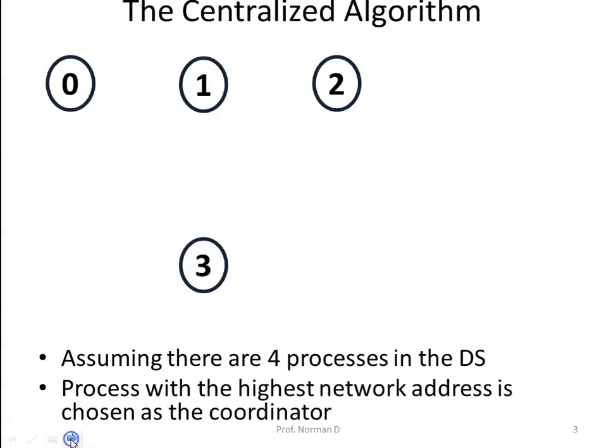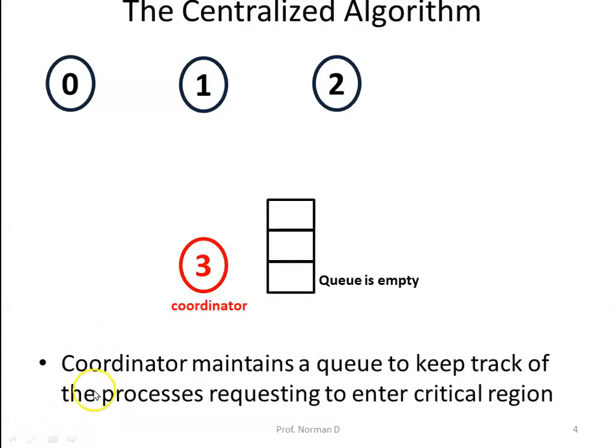Starting with the centralized algorithm. Assuming that there are 4 processes in the distributed system, process 0, 1, 2 and 3. Among these processes, the process with the highest network address will be chosen as the coordinator. We make an assumption in this case: we assume that process 3 has the highest network address among all 4 processes. Then process 3 will be made the coordinator.